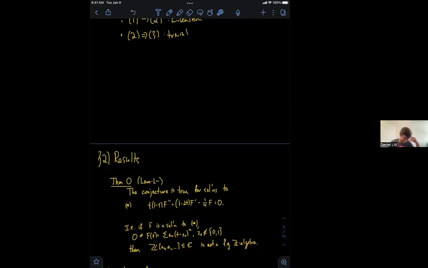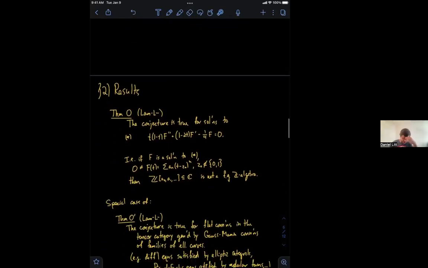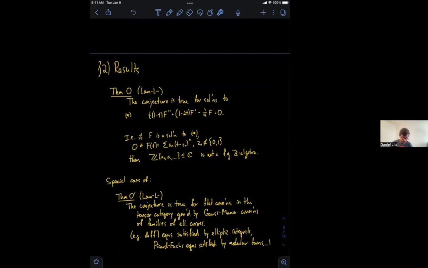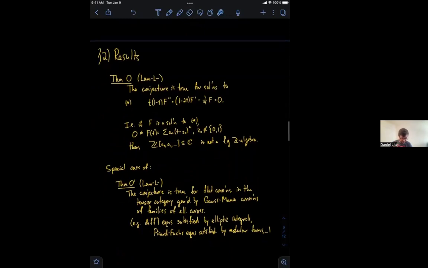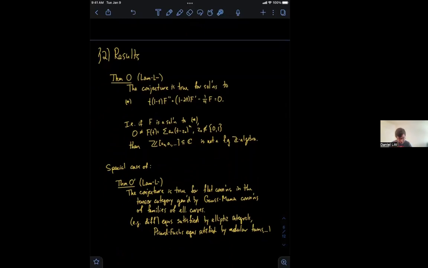Okay, so at least the conjecture is true sometimes. I wrote down just some concrete differential equation. It's really a special case of something a bit more serious, which I'll just state for the experts. If you take a differential equation coming from a family of elliptic curves, so the fancy way of saying that is a flat connection in the tensor category generated by Gauss-Manin connections of families of elliptic curves, then the conjecture is true for those.